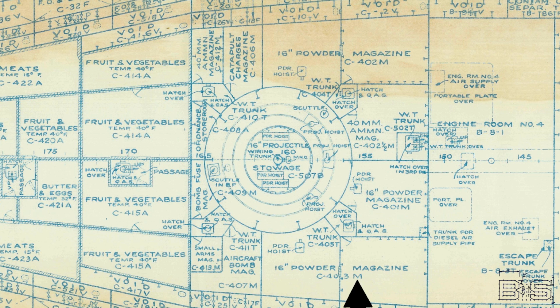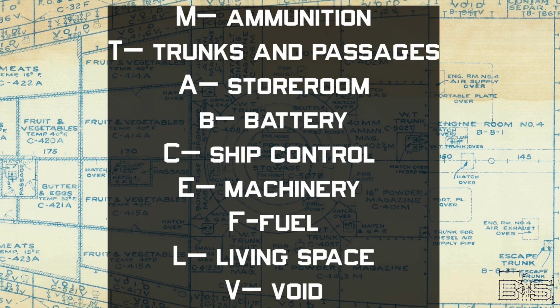You may have noticed some letters after the compartment numbers. This is to let you know the primary purpose of that space. M for ammunition magazine, T for trunk, A for storerooms, B for battery, C for control, E for machinery, L for living, and V for void.